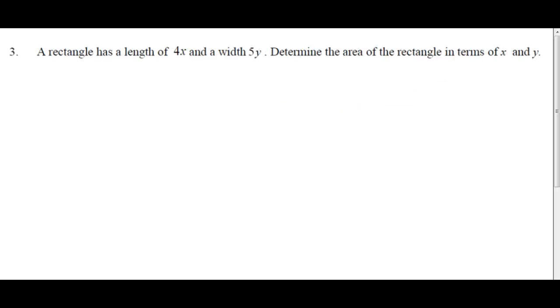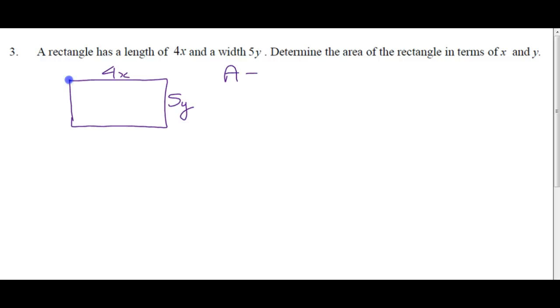A rectangle has a length of 4x and a width of 5y. Determine the area of the rectangle in terms of x and y. What would be a good first step? Draw a rectangle and label it, right? It's always good to see what we are dealing with here. So we got a length of 4x, got a width of 5y.